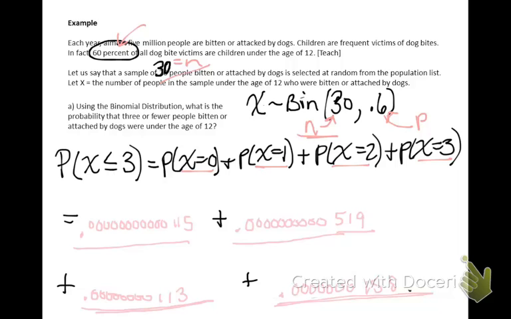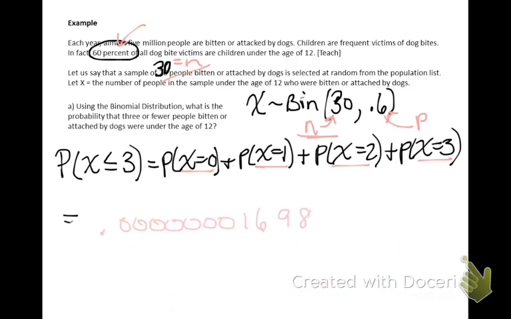Now lastly, I'm going to take all 4 of these values and add them up to get the final answer. This adds up to the exact value below, which we could say is approximately 0. So the chances that 3 or fewer children are bitten by dogs are about 0.